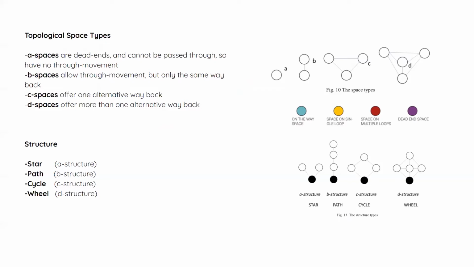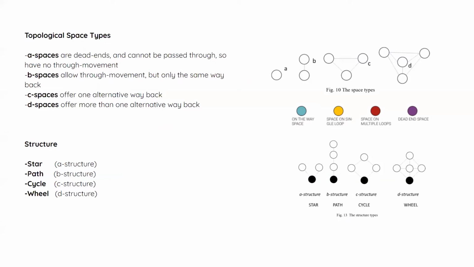By adding new spaces to a space type in the same relations and maintaining planarity, the emergent spatial configurations are called structure types. A-type spaces form star structures, B-type spaces form path or sequence structures, C-type spaces form cycle, and D-type spaces form wheel structures.